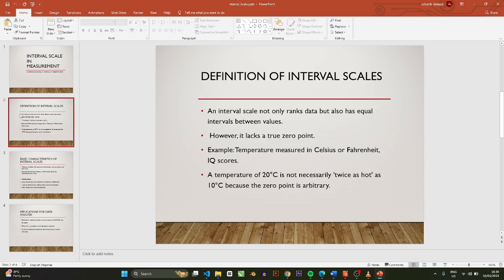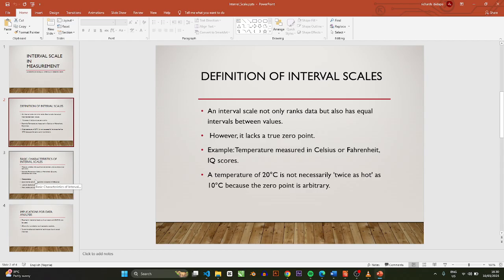But then 0 degrees Celsius does not mean that the variable does not have temperature in it at all. In interval scale, the 0 there is just for categorization. It doesn't carry a true value.